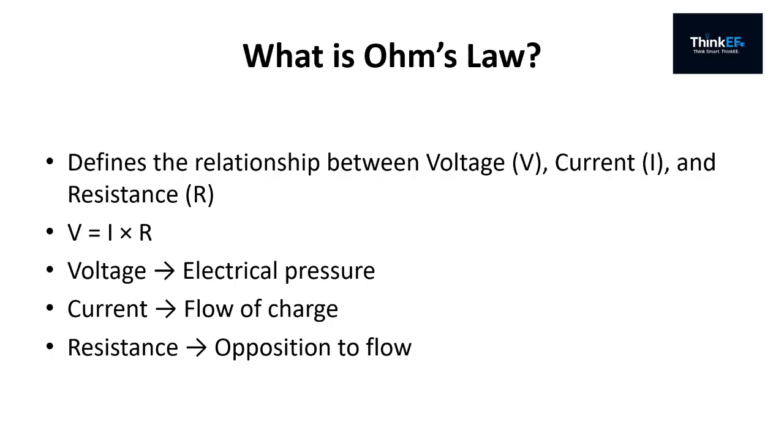Let's go through the formula. Mathematically, Ohm's law is expressed as V = I × R, where V is the voltage in volts, I is the current in amperes, and R is the resistance in ohms. If we know any two of these quantities, we can easily calculate the third one using this simple formula.